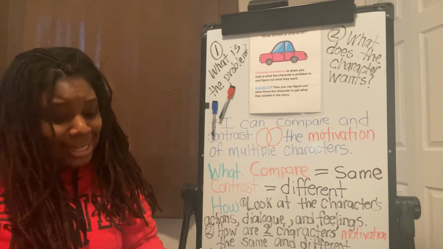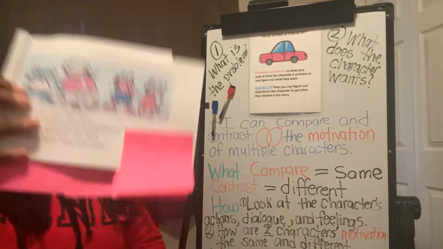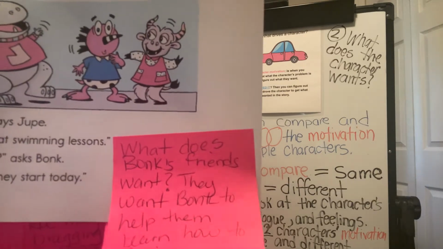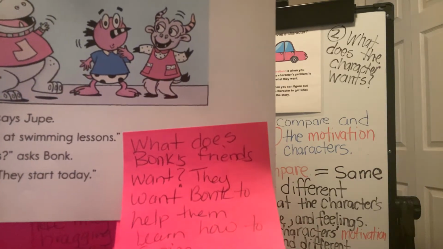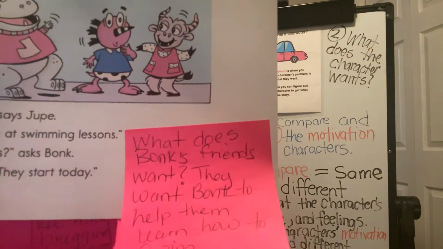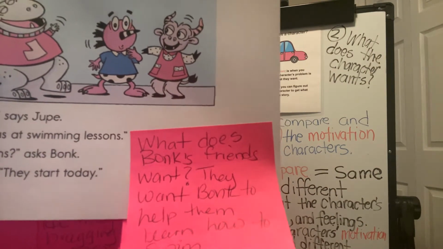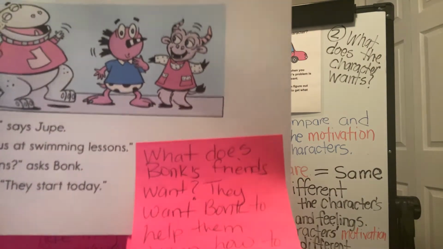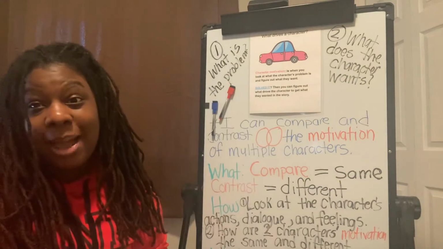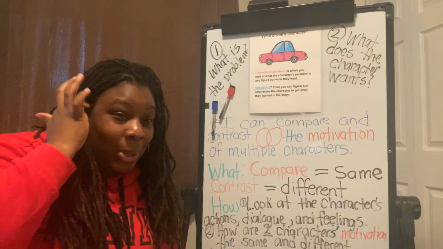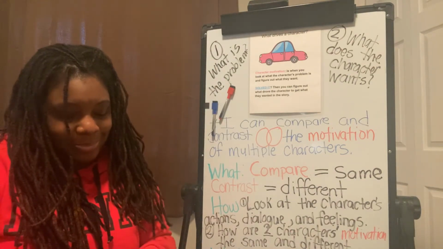They start today. So looking at this picture, what does Bonk's friends want him to do? Well, since he bragged that he knows how to swim so well, they want him to now teach them how to swim during their swimming lessons.